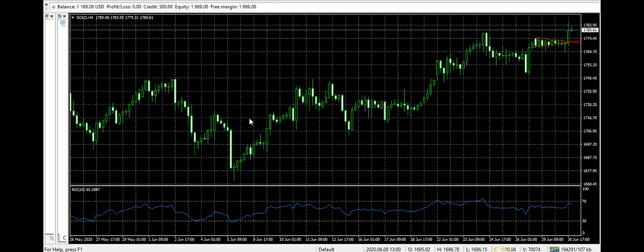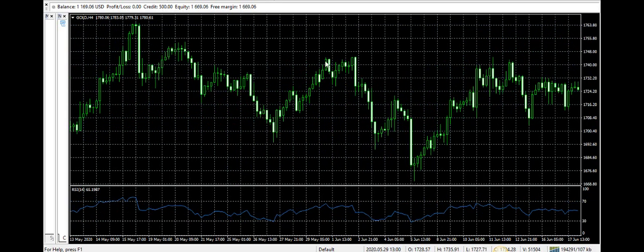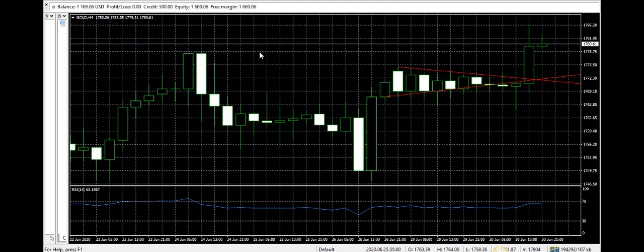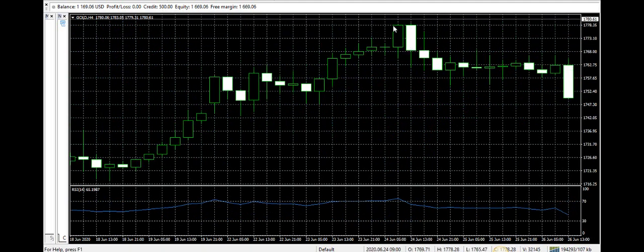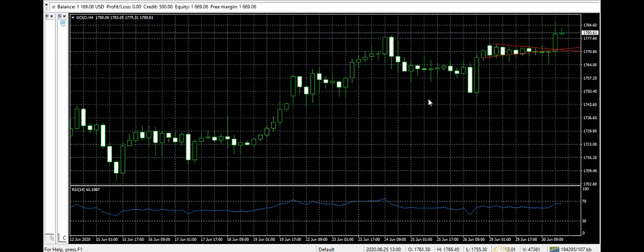So, for example, here's another one right here. Very solid engulfing. Nice downside move came after that. So engulfing 4-hour candles are a high probability thing to look for.